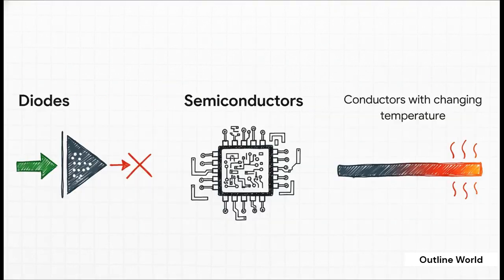This means the law totally falls apart for components like diodes, which only let current flow in one direction, or for semiconductors, the brains inside all of our modern electronics. In those things, the relationship between voltage and current just isn't a straight line. And, most importantly for our story, the law fails for any conductor that gets very, very hot.